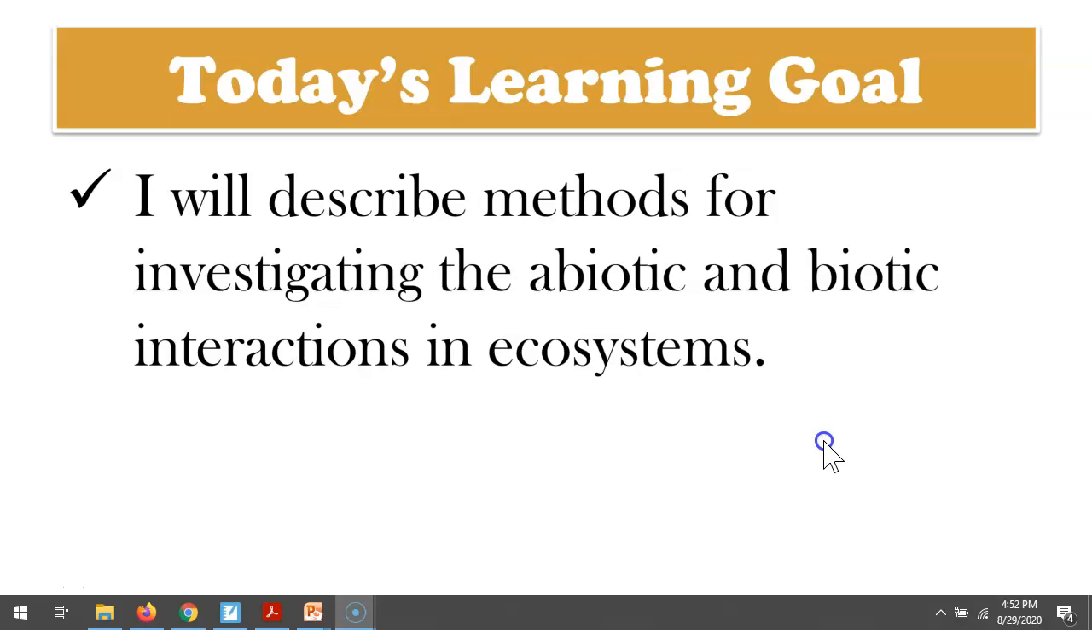Now, biotic factor is just the opposite. These are all the living things in an environment that interact with the abiotic factors. For example, animals, plants, bacteria, anything alive is considered biotic. And now the study of interactions between abiotic and biotic factors in an ecosystem is what we call ecology.